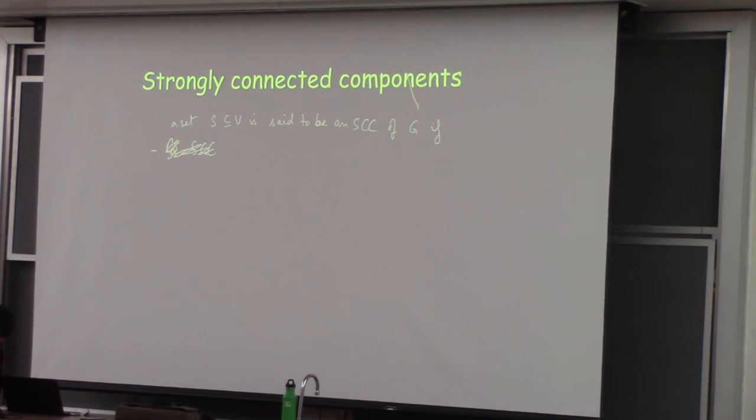you have again these two conditions. The first condition is for all U, V in S, U is reachable from V and vice versa. This is what is important. You need to be able to reach U from V and vice versa. And this is again the maximal such set.